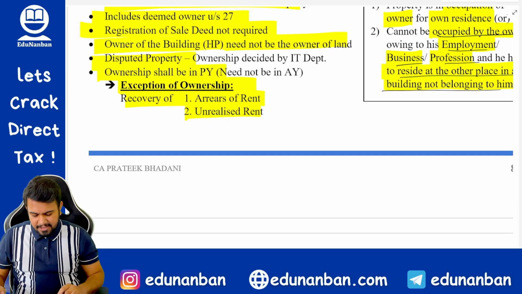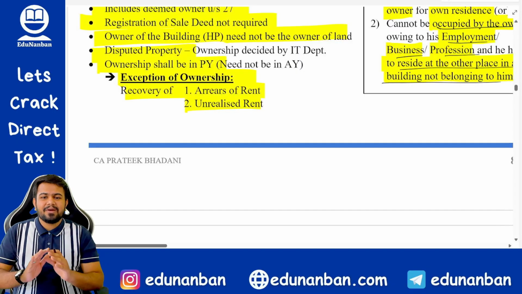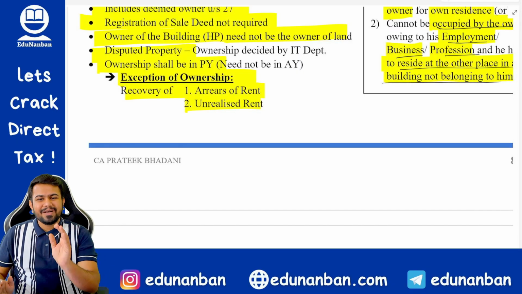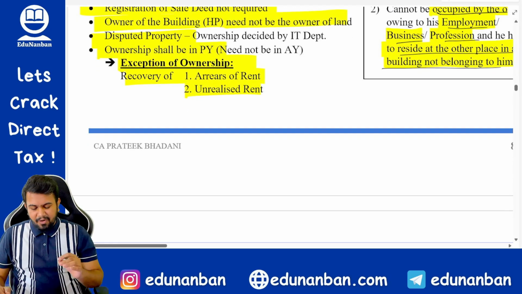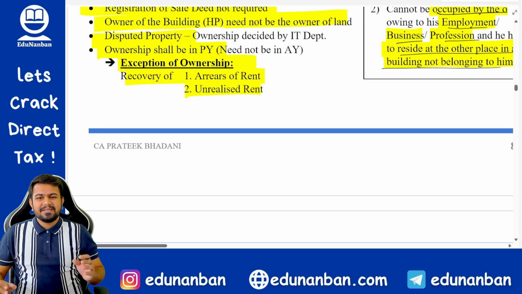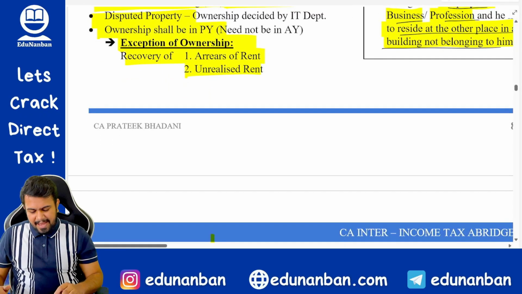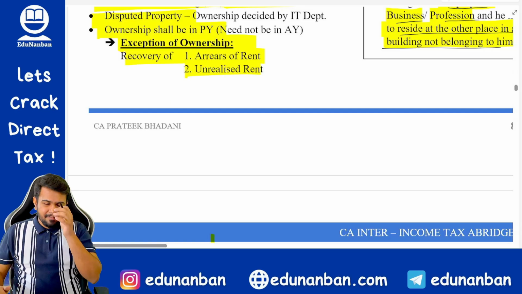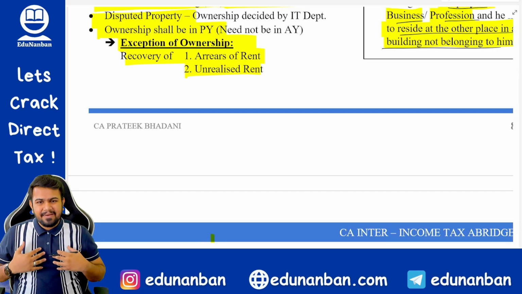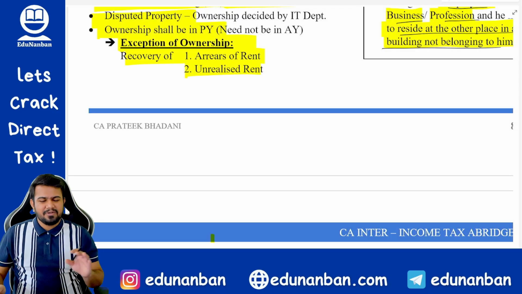Next, sir, what if the owner of the building and the owner of the land are two separate people? Then you only focus on the owner of the building, because the building is the house property. Next, what if there is a disputed property, where there is confusion as to who is the owner? In such a case, the income tax department will decide the owner. And ownership should be in the previous year, it need not be there in the assessment year. It means that when I am receiving the rent, at that time I am the owner, and that is enough. Later on, if I am not the owner, it is not a problem.